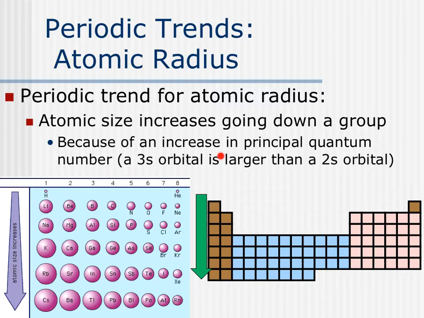And this happens because of an increase in the principal quantum number. That's kind of a fancy way of saying energy levels. So remember, hydrogen has 1 energy level, lithium has 2, sodium has 3 energy levels. Of course those energy levels are getting further away from the nucleus, so your atom is increasing in size.